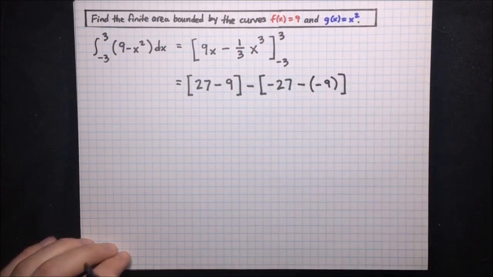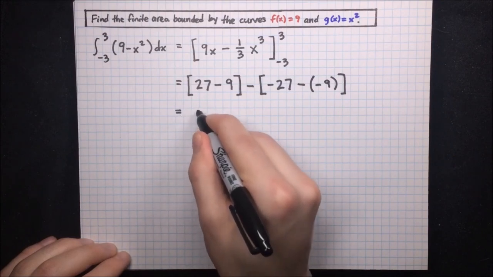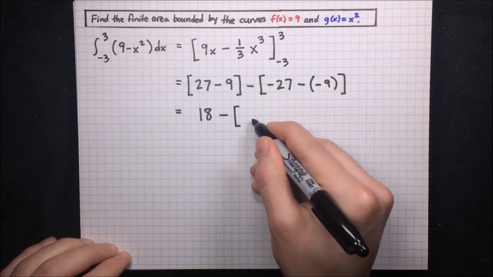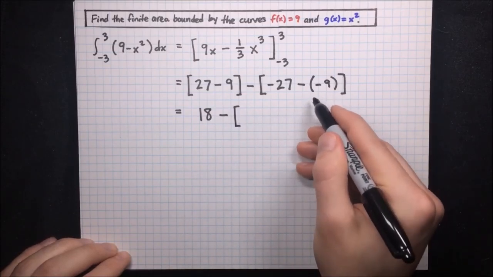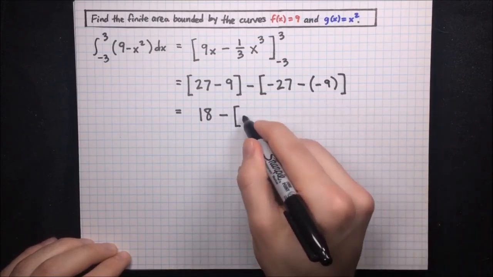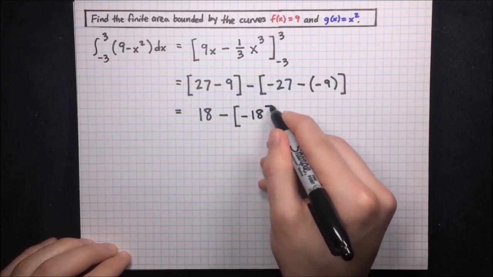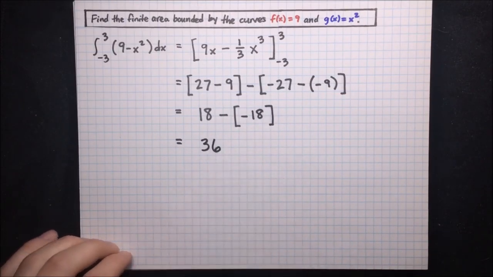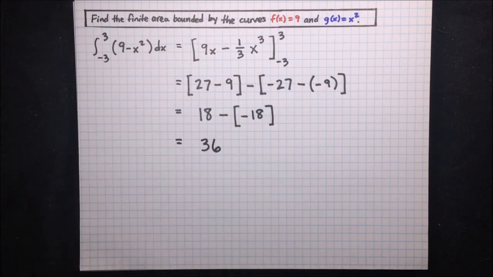So we evaluate these two expressions. 27 minus 9 is 18, and then that's minus negative 27 minus negative 9, so negative 27 plus 9, which is negative 18. And we've got 18 minus negative 18, which is 36. And there we go, that's our final result.